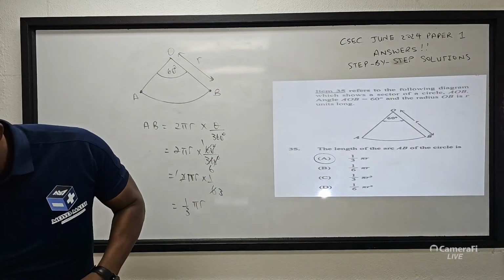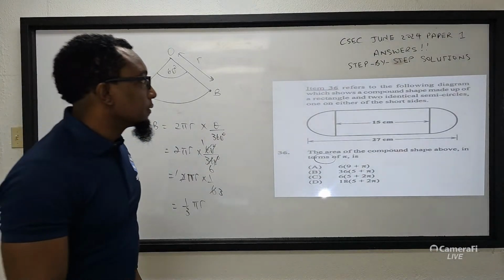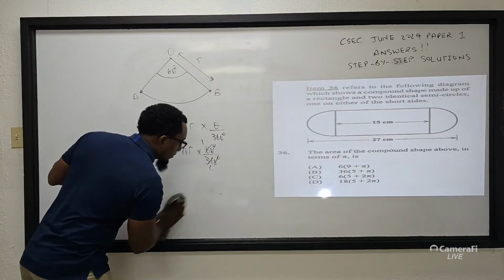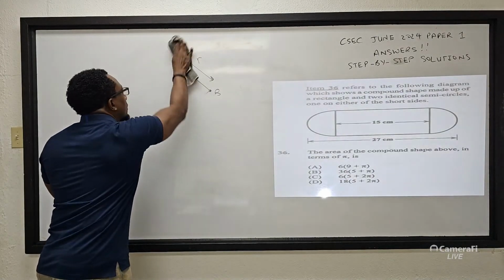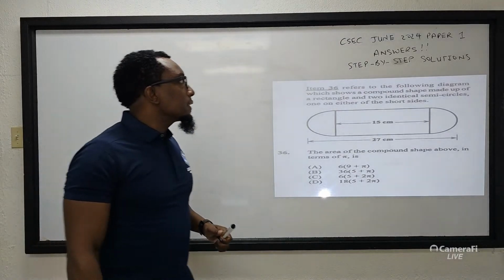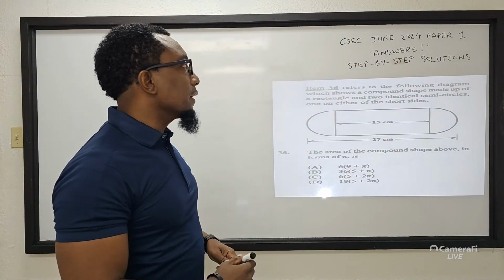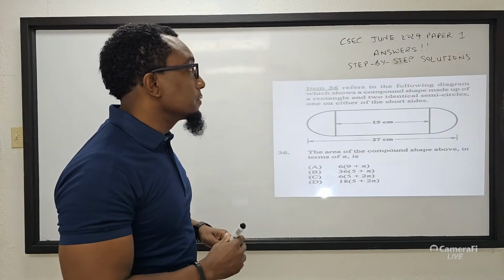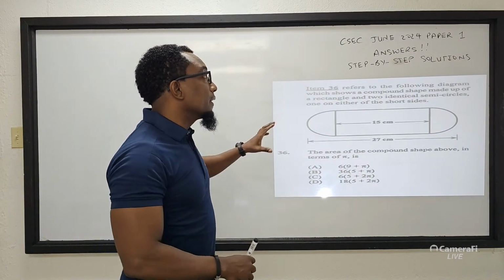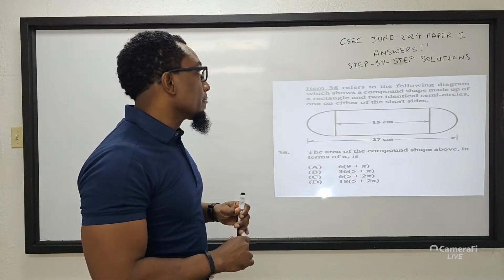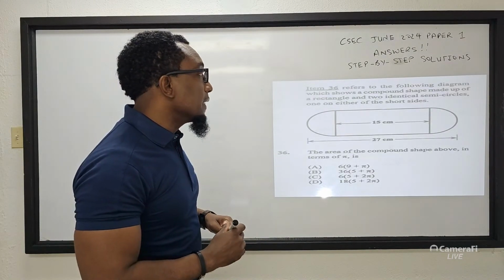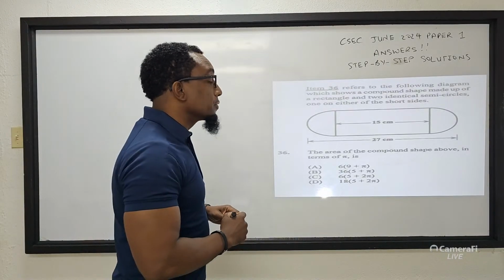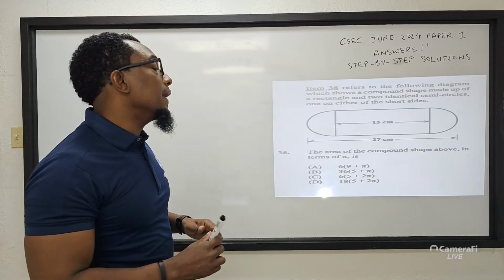So 35 is E. Let's look at 36. Item 36 refers to the following diagram, which shows a compound shape. A compound shape is a combination of different figures. It's made up of a rectangle and two identical semicircles, one on either side of the short sides. So we want the area of the compound shape in terms of pi.